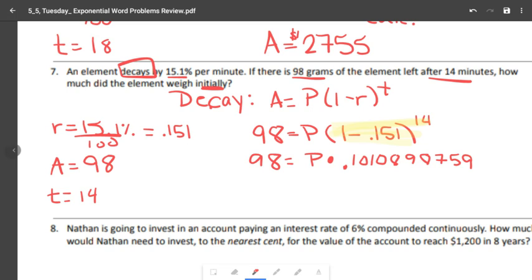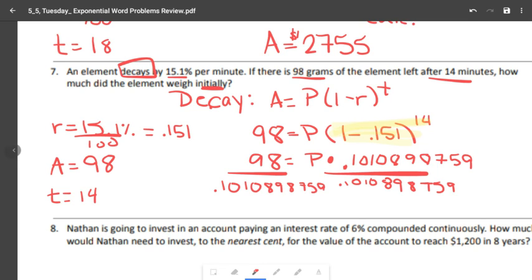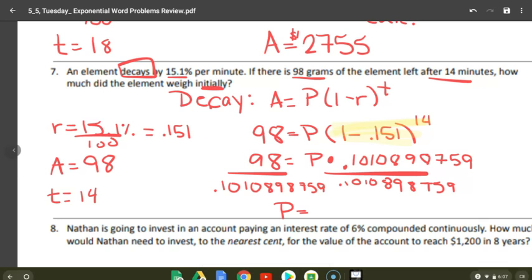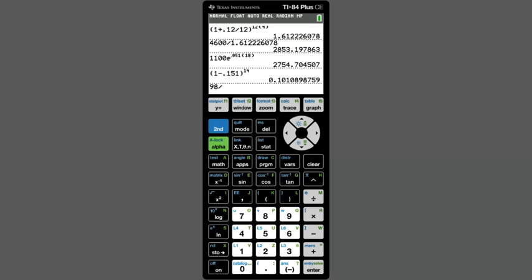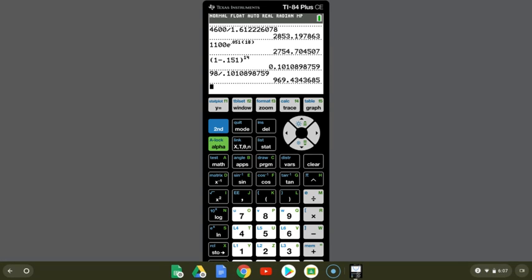P is multiplying with this decimal, so we are going to divide it to the other side. So on our calculators, we are doing 98 divided by the decimal. And it doesn't tell us where to round, so because we're dealing with this element, we're going to go with the nearest whole number. So 969.